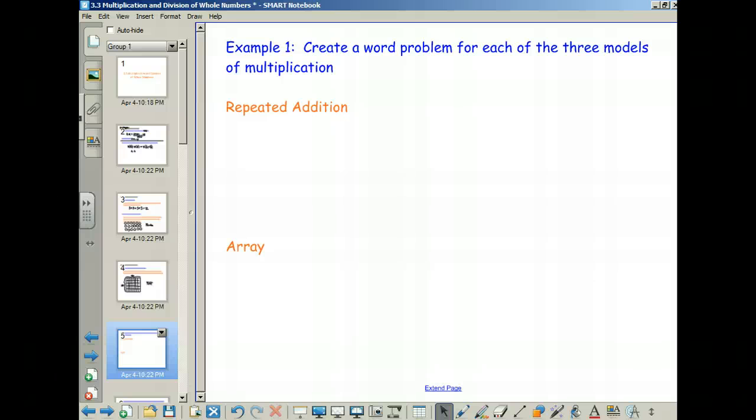Okay, so let me give an example of repeated addition. Rachel, let's go first. John runs 3 miles every Tuesday. After that, 20 miles. Awesome. I'm going to give another example of repeated addition. Bob eats 2 cups of food every day for a week. Perfect. All right, how about array?